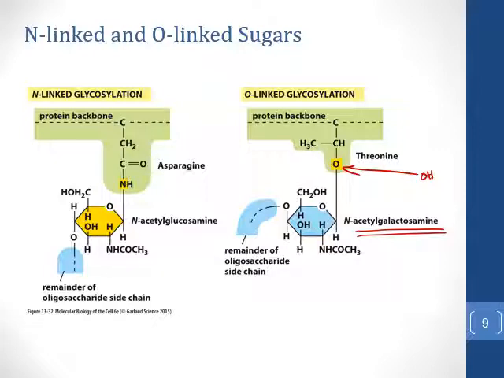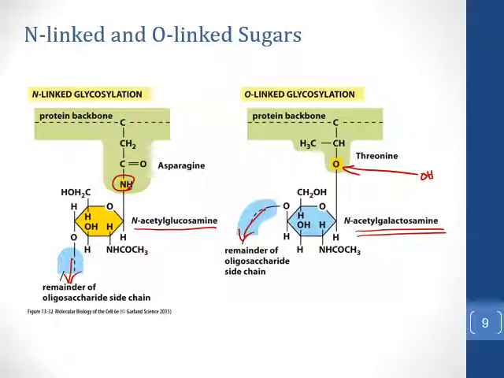And so in this case, the first sugar that's added is N-acetylglucosamine, and then we have the remainder here of this oligosaccharide chain. Over here, here's an N-linked. There's that nitrogen atom right there on that asparagine side chain. The first sugar that's added in this case is an N-acetylglucosamine. Very similar sugars, but not exactly the same. Okay, and then you have the rest of the chain down here.